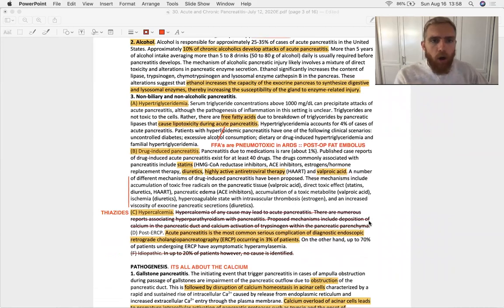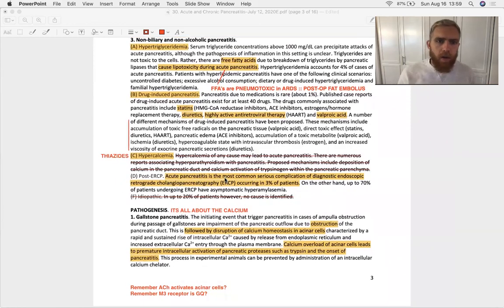Now we talk about alcohol. The first thing you ought to know is that alcohol upregulates pancreatic enzymes. That's really important because even without an obstruction, if you're making more proteases than you have protease inhibitors, that's mild pancreatitis right there. So ethanol increases the capacity of the exocrine pancreas to synthesize digestive and lysosomal enzymes. That's the first thing you ought to know about alcohol in relation to pancreatitis.